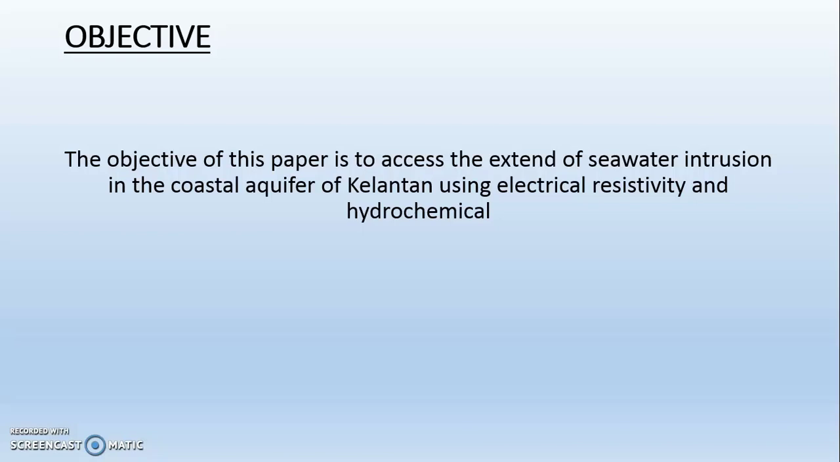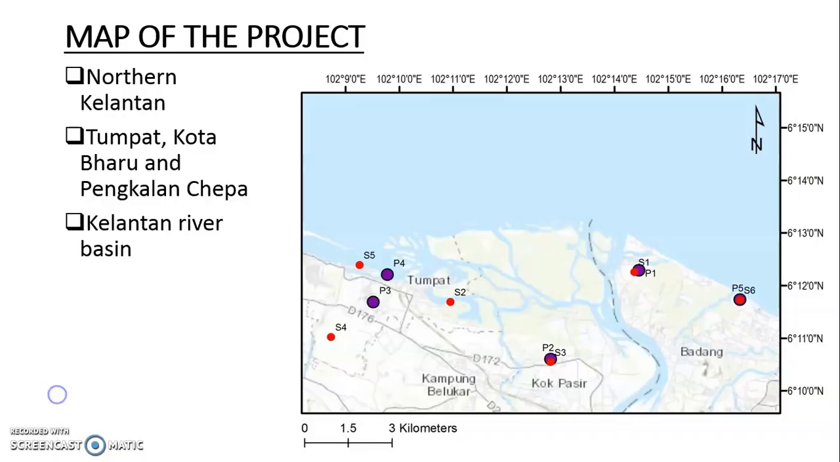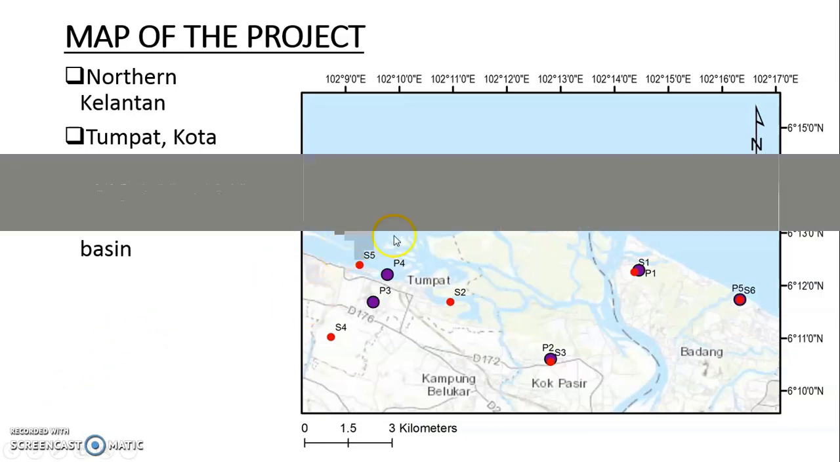Let's now look at the next slide, which shows the map of the research area. This map is showing the location of the research area. The research location is near the coast, where the distance from the coast is around 0.5 to 2 kilometers.